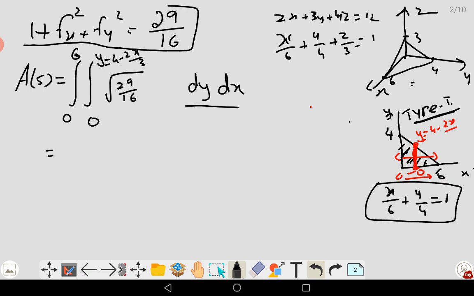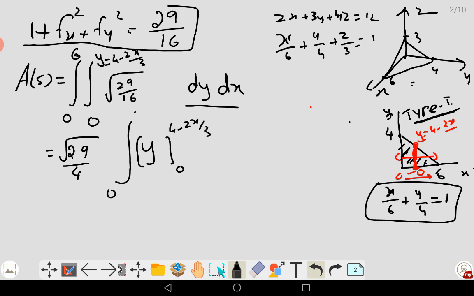So 29 over 16 under square root becomes root 29 over 4 as a constant term. Now integrate with respect to y first. You get y from 0 to 4 minus 2x over 3. Our second integration is waiting here, dx.